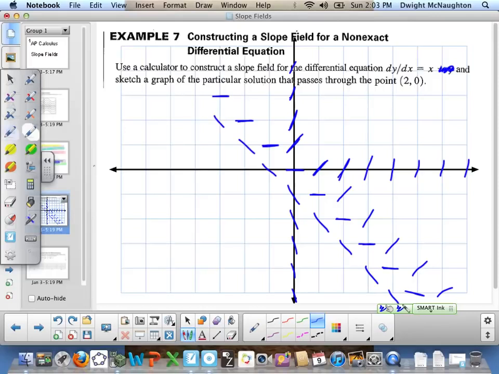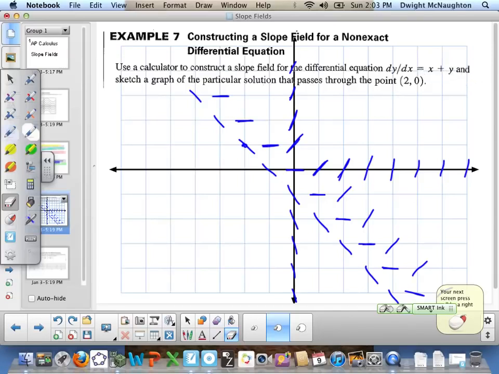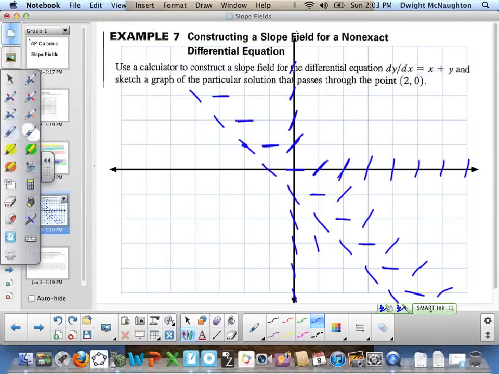And you can verify that by just plugging in a few points. Right here, x is -3. I'm sorry, x is -2, y is 1. -2 plus 1 is -1. All right? Once you start seeing the pattern, you can start filling it up.